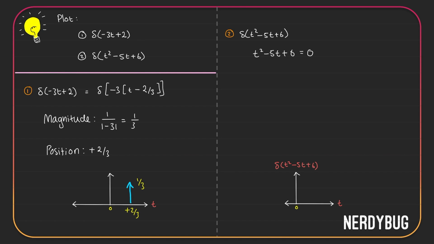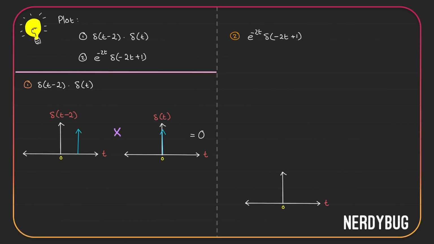T square minus 5t plus 6 is a quadratic equation. It can be factorized as t minus 2 into t minus 3. So this will be 0 at t equal to 2 and at t equal to 3. So the same function can be written like this: delta of t minus 2 plus delta of t minus 3. Since whatever is inside the bracket will be 0 at 2 and 3, the impulse will be found at 2 and 3. To show that on the graph, we will have 1 at 2 and 1 at 3.